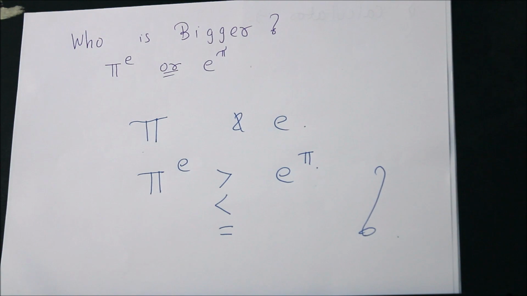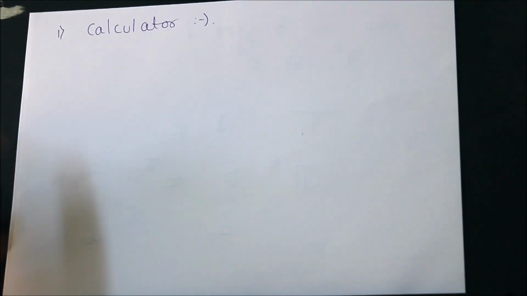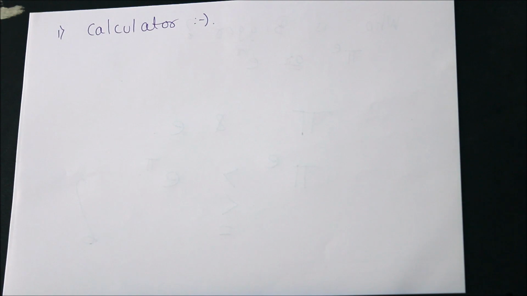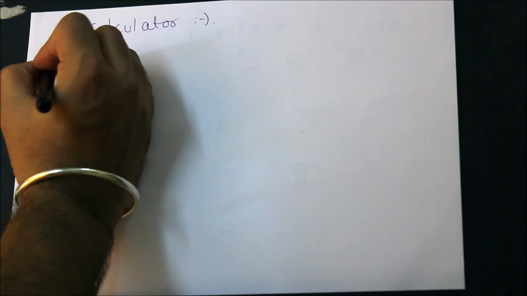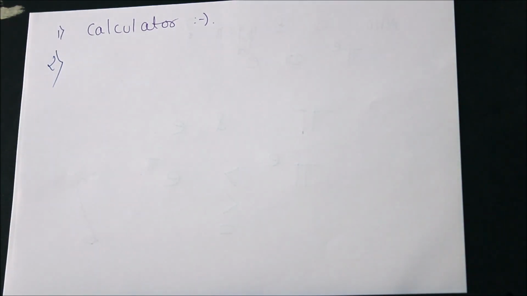So the very first method to see which is bigger or which is smaller is a calculator. Yeah, one can check easily by calculator. But anyways, there is no fun in using a calculator, so don't do it right now. Try the other methods first and then you can use the calculator. So let me tell you a way to find which is bigger and which is smaller. I'll be using single variable calculus.